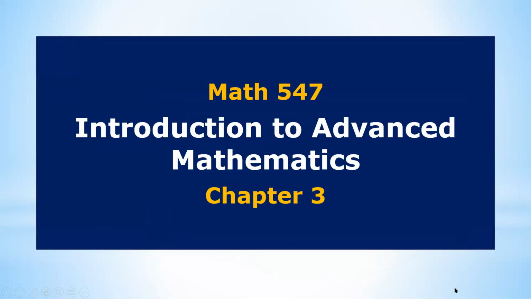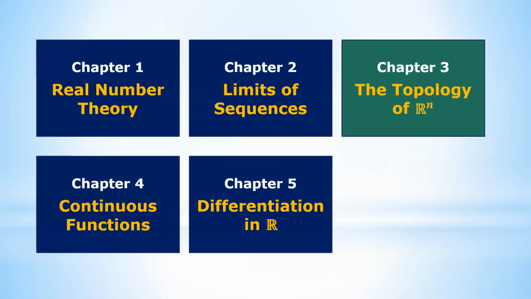Okay, very good. So now we are starting to study chapter 3. Remember, in this class we have 5 chapters. So you see our position: we have finished chapter 1 and chapter 2, and now chapter 3. Chapter 3 is topology of Rn. The Rn is n-dimensional Euclidean space.